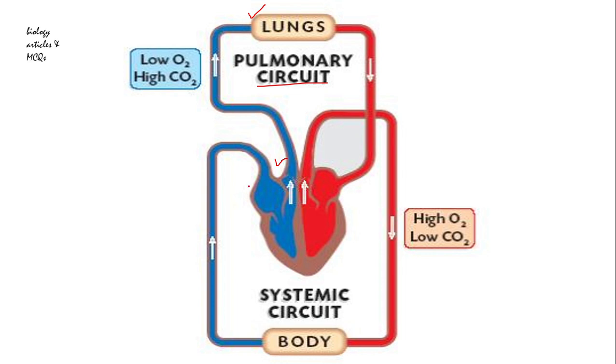So let's discuss it in slight detail. First of all, one thing you should know is that this blue color stands for deoxygenated blood, meaning it does not have oxygen, and this red color stands for oxygenated blood, meaning it has a high level of oxygen in it.